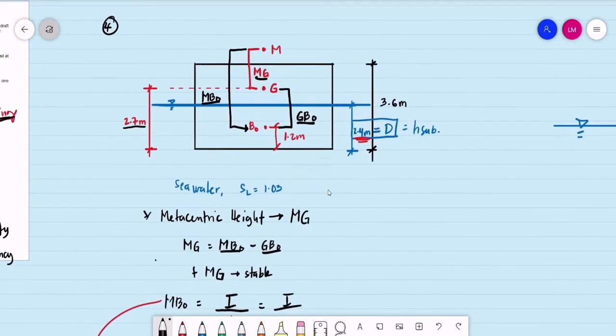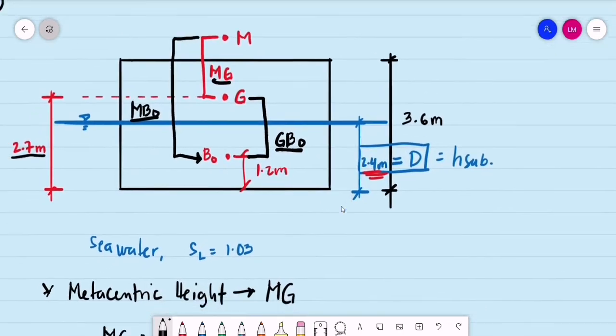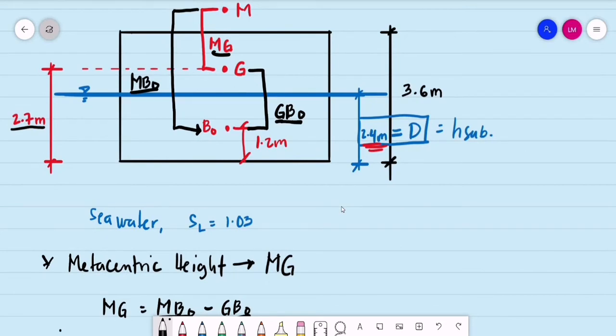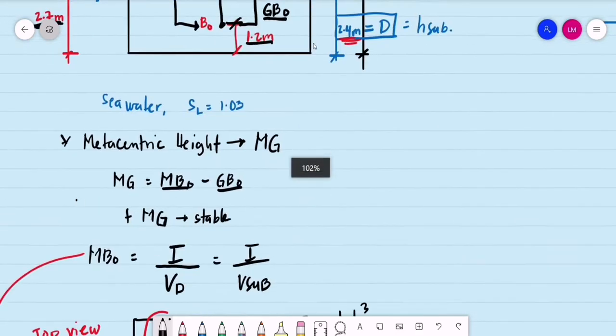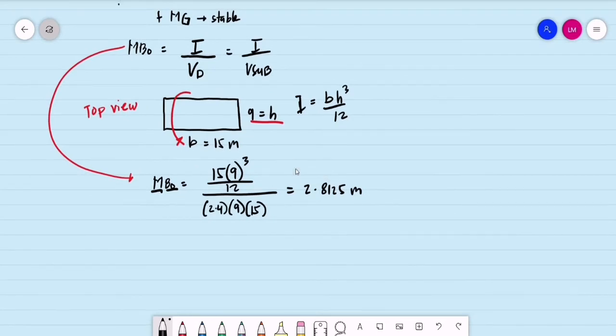Okay, compute natin. So, ano ba yung value ng GB sub O pala? Based sa figure, ano yung distance na to? Mula sa center of gravity papuntang center of buoyancy. That is 2.7 meters minus 1.2. Okay, yung location ng center of buoyancy. Kunin muna natin yung value ng GB sub O. Di ba yung center of gravity is 2.7 meters mula sa ilalim? Minus yung B sub O or the center of buoyancy.